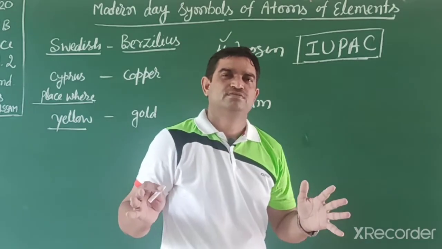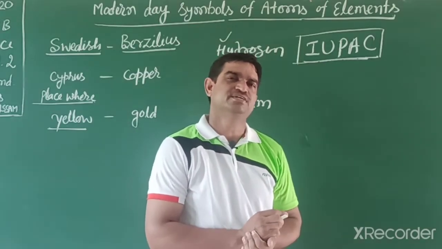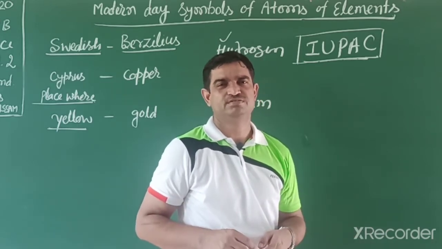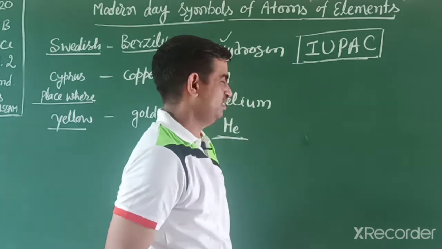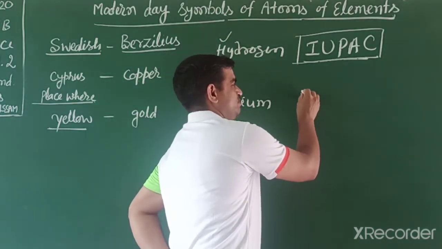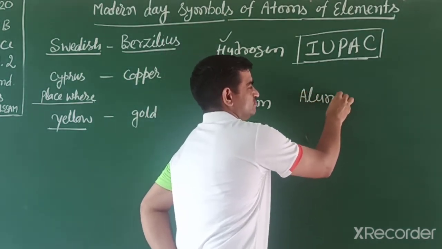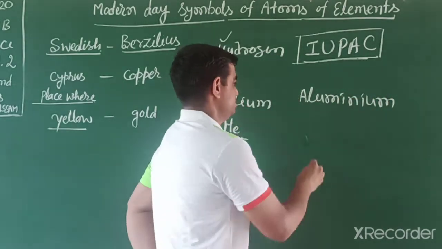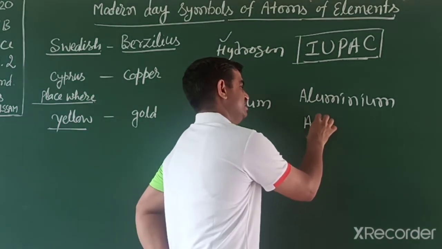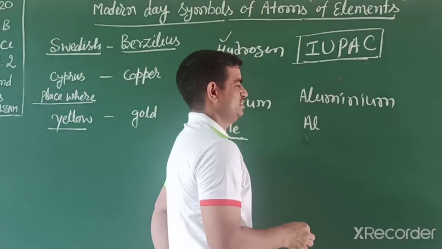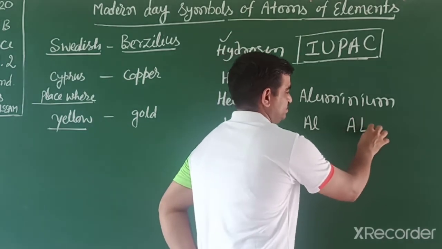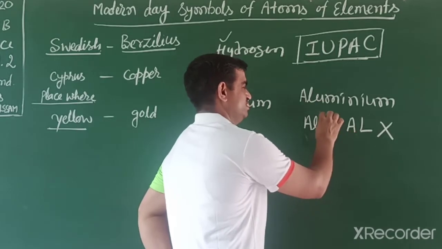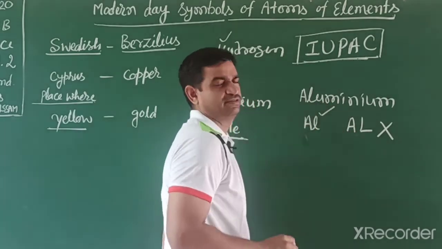This institute decides the international symbol of any element these days. For example, we can write aluminium. Aluminium's symbol, how can we write? We can write A and L. Students, if you write A capital L, that is wrong. Why? Because the second letter is always a small letter. So Al is the correct one.